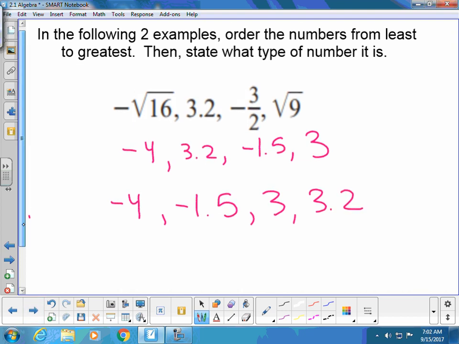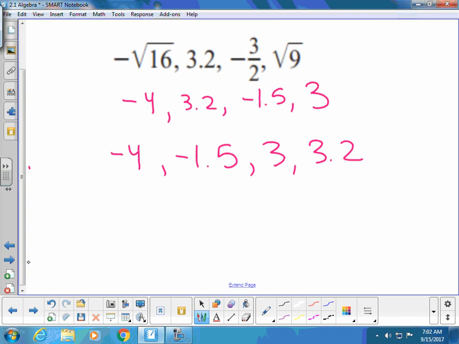All right. State what type of number it is. So -4 would be a real number because it exists. It would be a rational number because I could write it as a fraction, -4 over 1. And it's an integer. So you can have more than one label for a single number. -1.5 is real because it exists. It is rational because I can write it as a fraction.